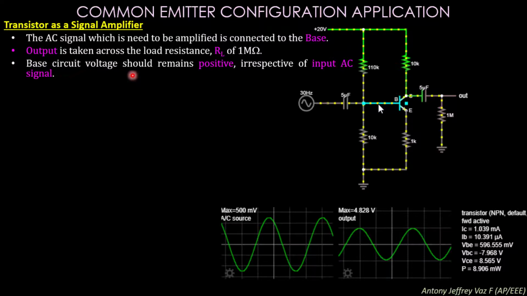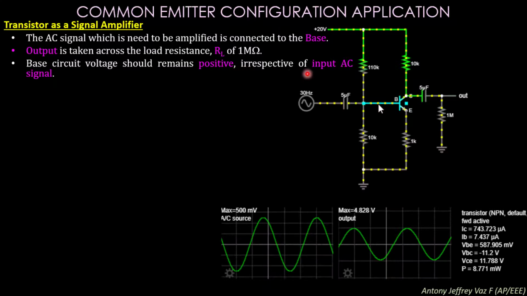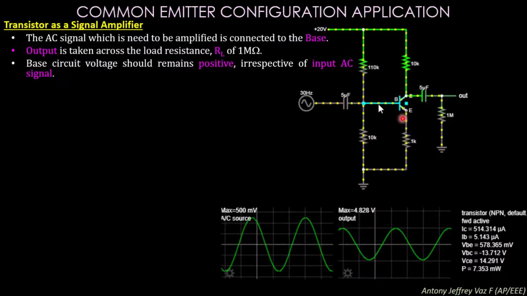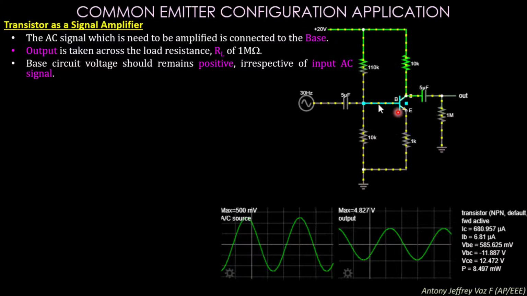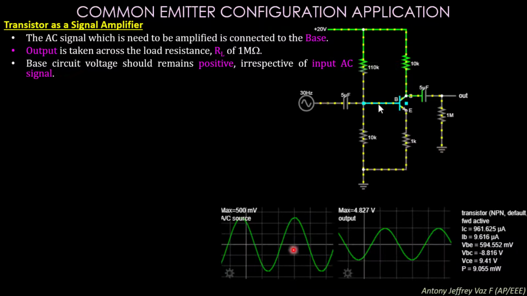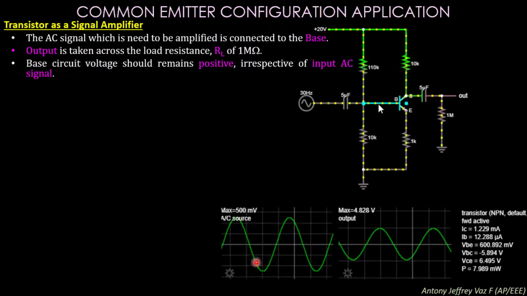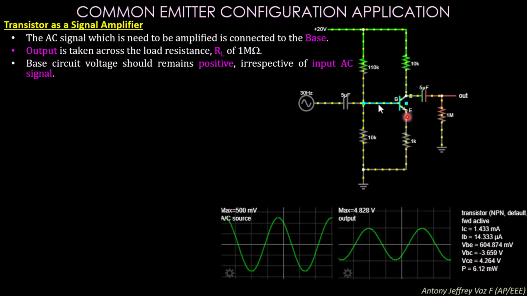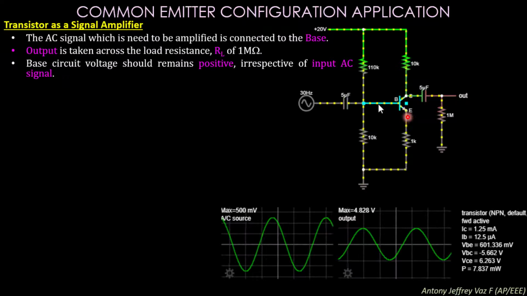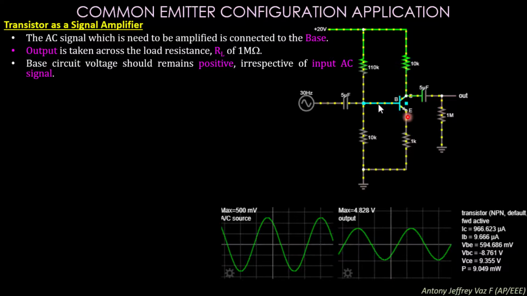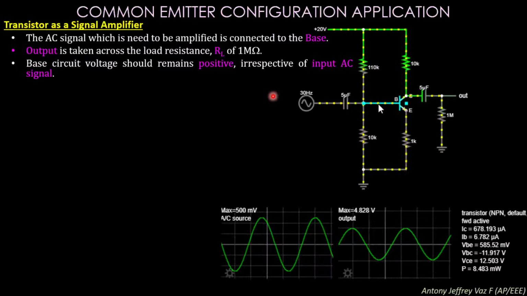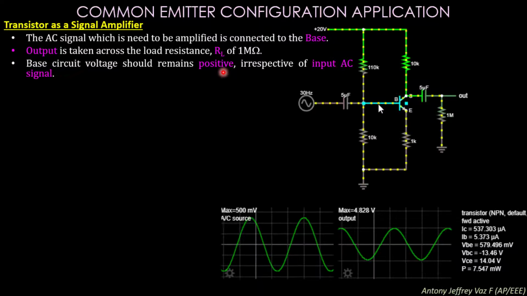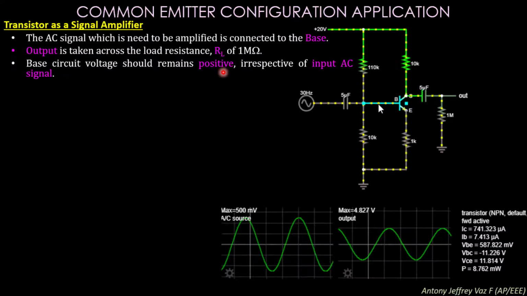Now, the base circuit voltage should remain positive irrespective of the input AC voltage. You may know the base emitter voltage should be forward biased, then only the transistor will work. So in the AC supply you have a negative peak. If the negative peak is applied here, what happens? The base emitter voltage gets reverse biased. To avoid this, you need to use a potential divider. Okay, so this is the point: irrespective of the AC signal, the base should remain positive.